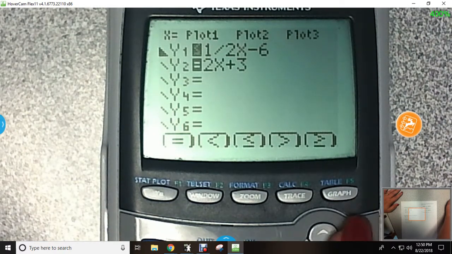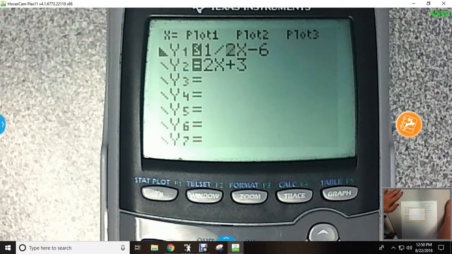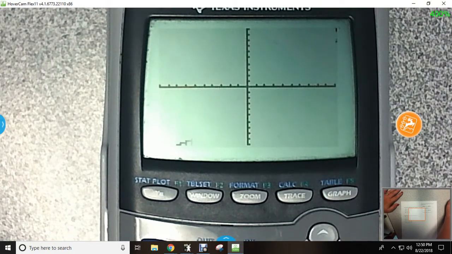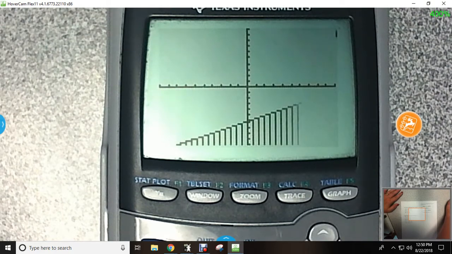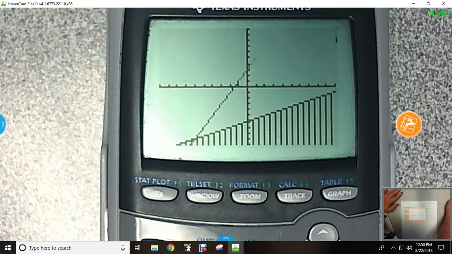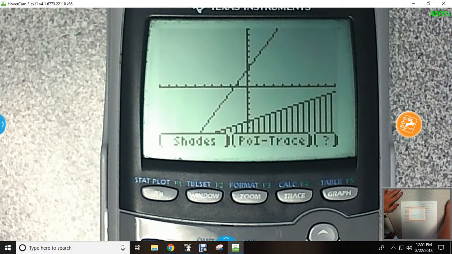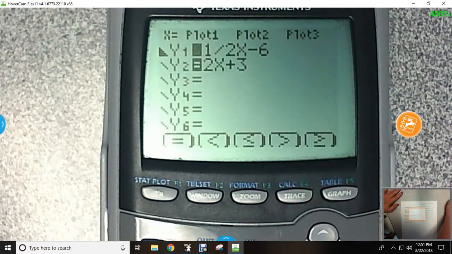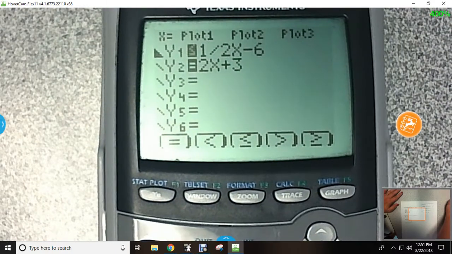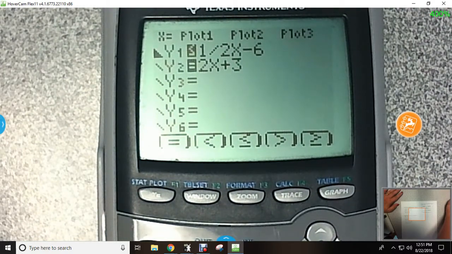But actually, before we do that, let me show you what the inequality does when you graph it. Because when you graph an inequality, you've got to shade something. So there, it's shading it, and there's my other line. Okay, so back to Y equals. I'm going to change that back to an equation instead of an inequality. So the green button and the one under the equals.